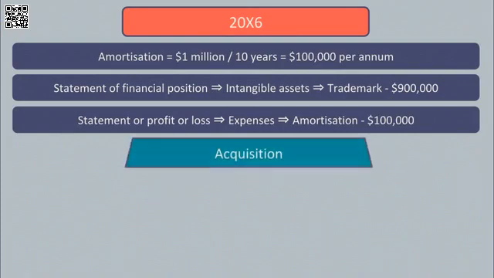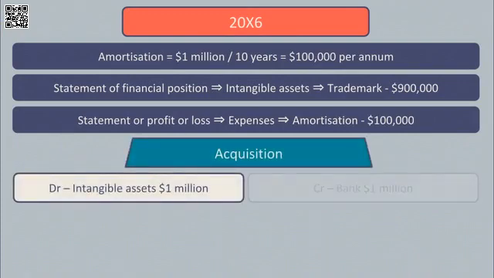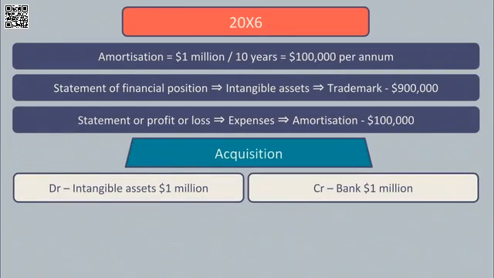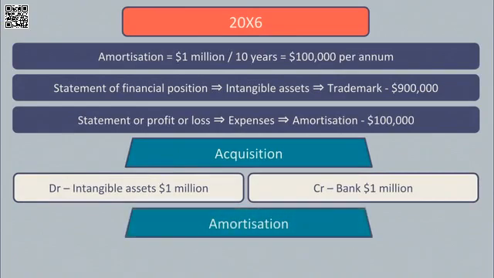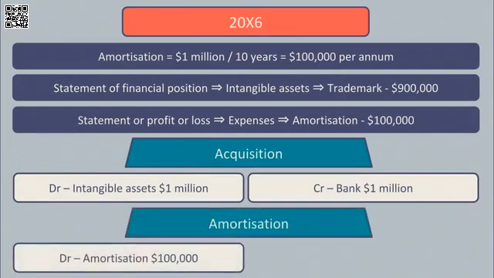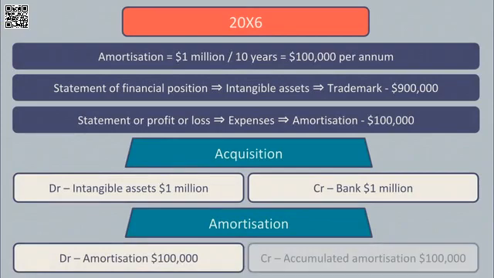The underlying journal entries are debit intangible assets $1 million, credit the bank $1 million for buying it, if it was paid from the bank. Then debit amortization of intangible assets $100,000 and credit accumulated amortization, or credit the intangible asset, for $100,000.